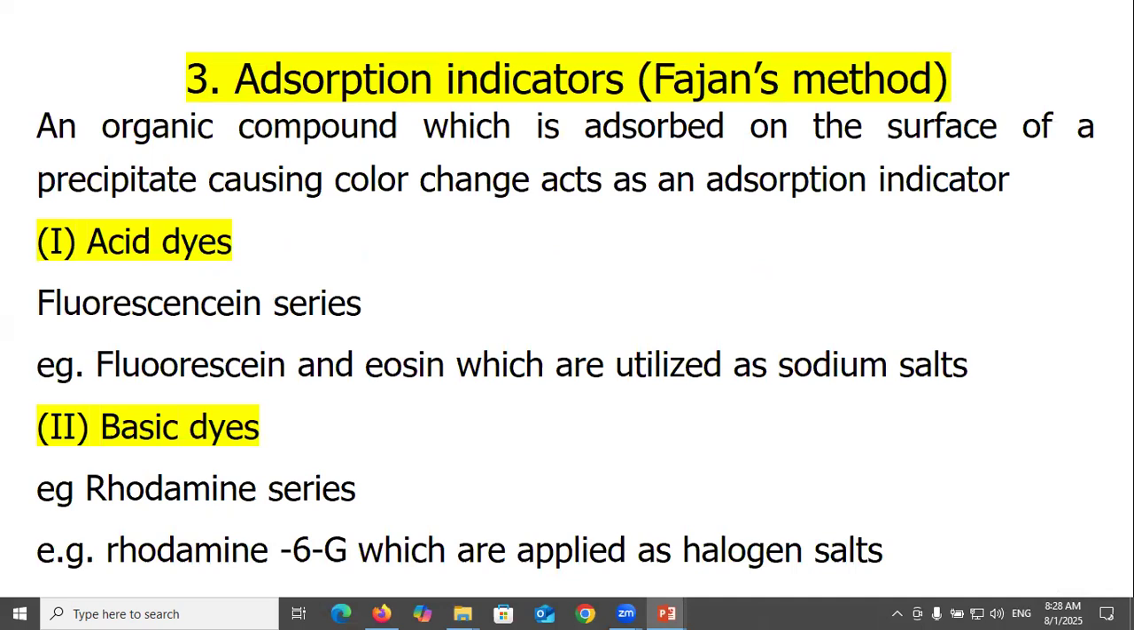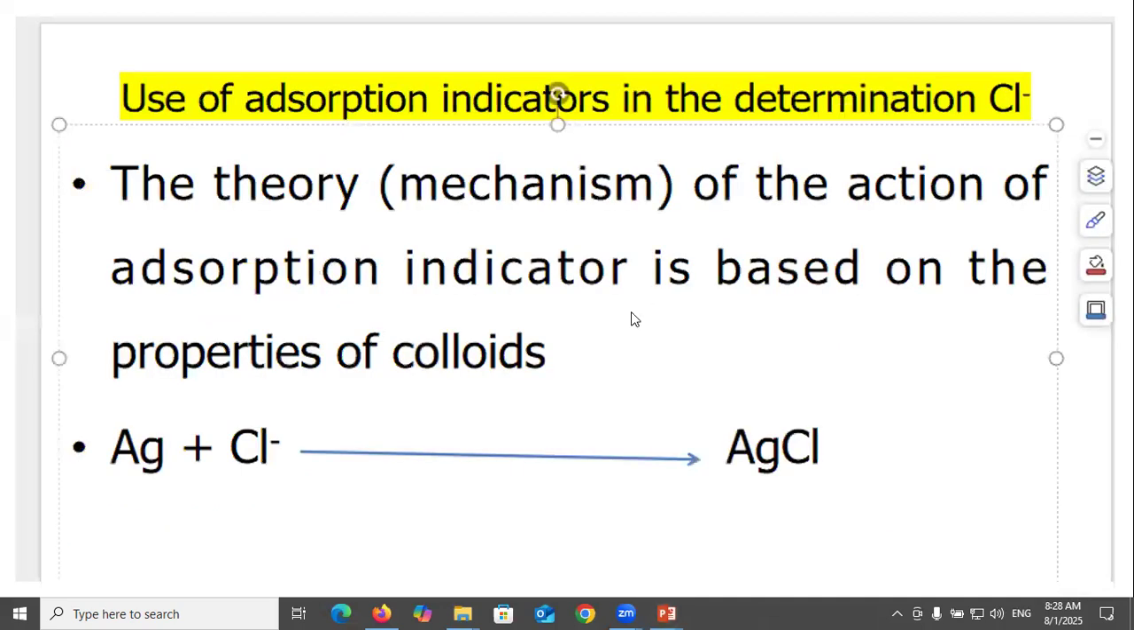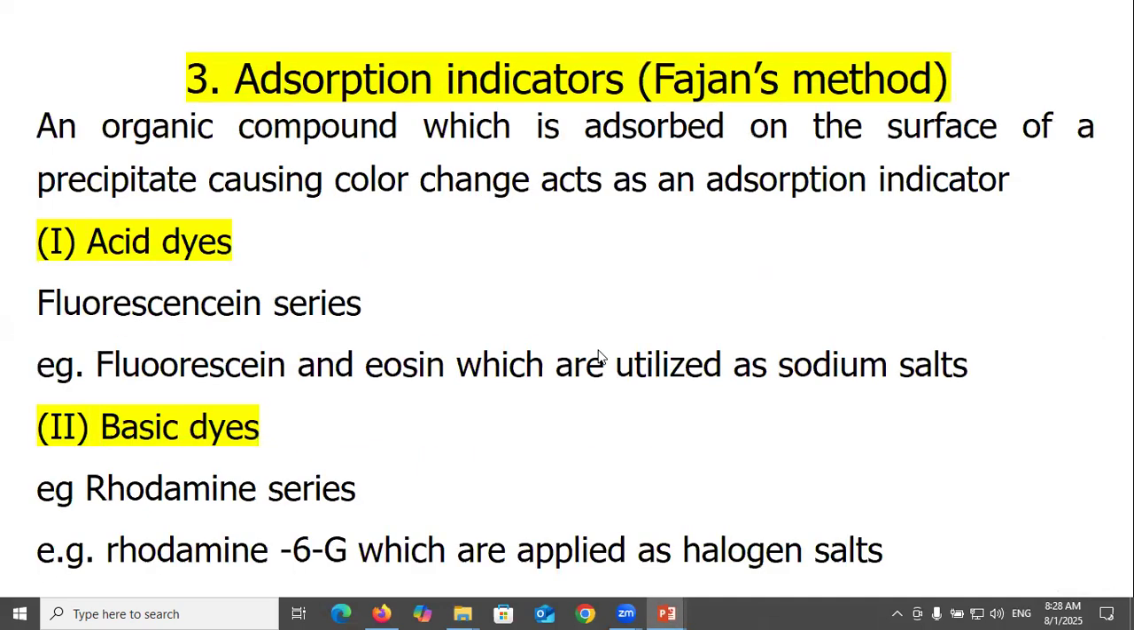Adsorption indicators, Fajans' method. An organic compound which is adsorbed on the surface of a precipitate, causing a color change, acts as an adsorption indicator.